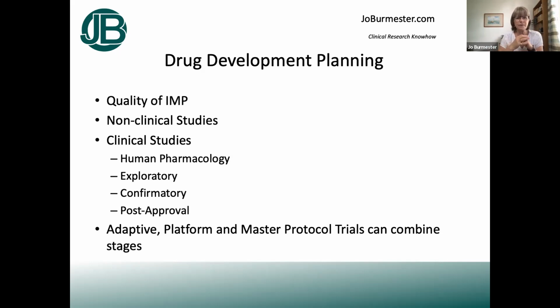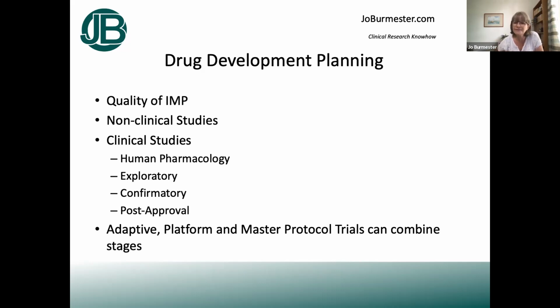They also talk about some of the more novel or innovative or complicated, if you want to think of it that way, of trial design. So looking at adaptive trials, platform trials, and master protocol trials, and how they might combine the different stages in an adaptive protocol or a master protocol, for example.